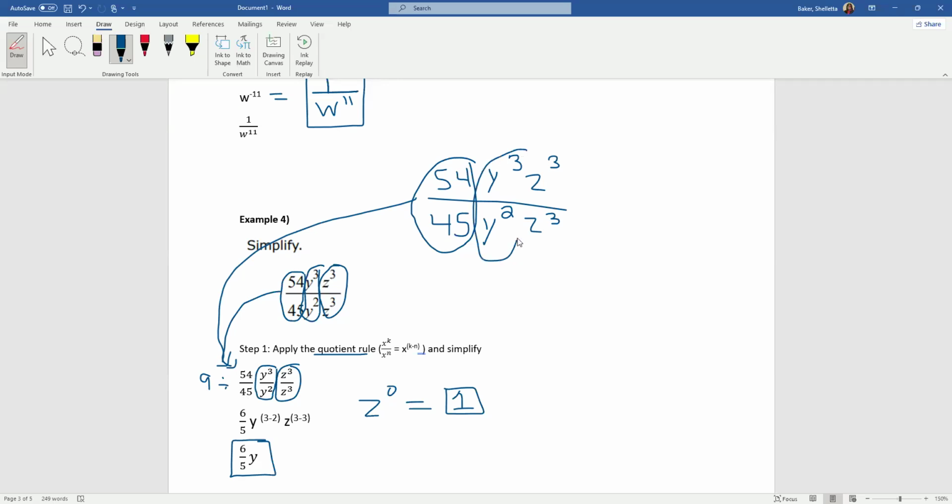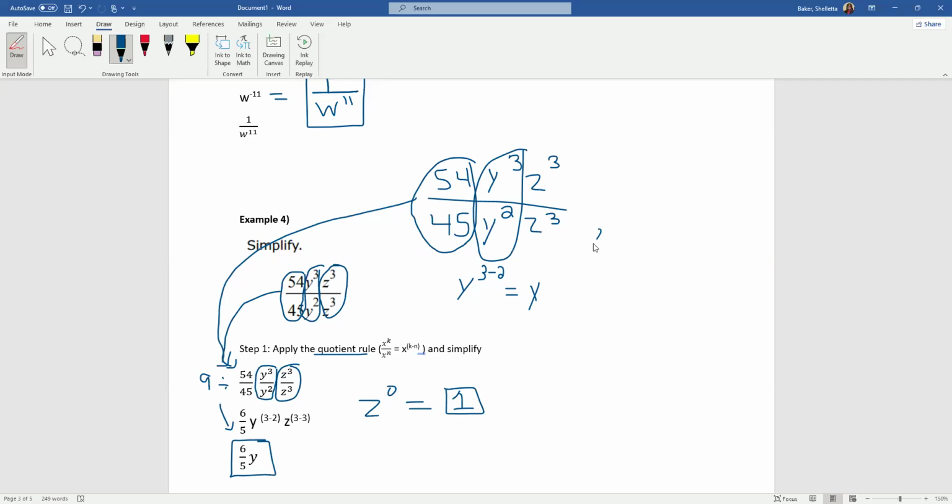Now look at your y terms. We have y cubed over y squared. That's a division of exponential terms, so we can apply our quotient rule. Keep your base, and you're going to subtract the powers. So 3 minus 2, this gives us y to the first power, or just y. So we have that here. Write that right next to our 6/5.